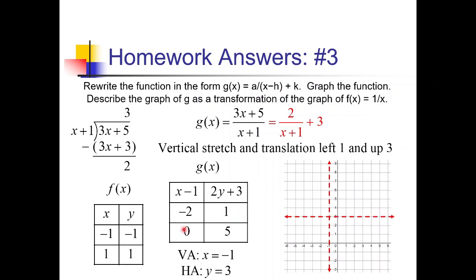And then we have the 2 points in our table, -2, 1, which is right here, and then 0, 5 is all the way up here. So here's one branch in the lower left and the other in the upper right.